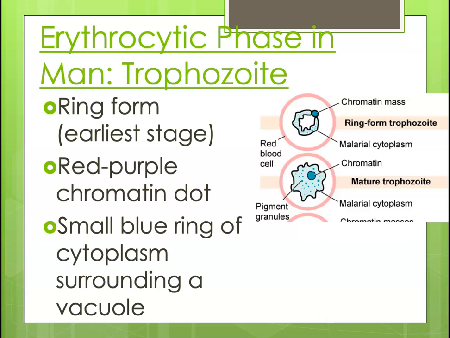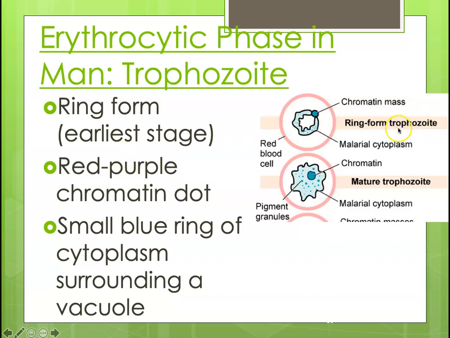So let's talk through the maturation inside the RBCs. Remember, we had a merozoite that came from the liver cells, and it has infected an RBC. The first stage inside the RBC is called the immature trophozoite, or the ring form troph.